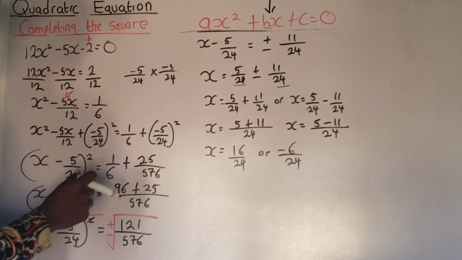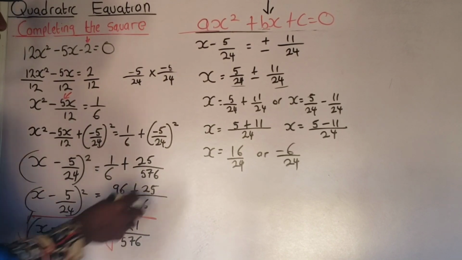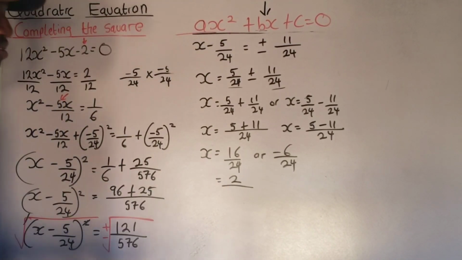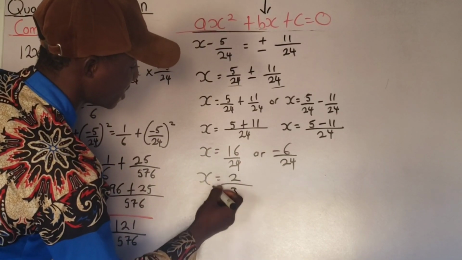You understand? Actually, we can use 8. 8 divided by 16 is 2. So I'm going to have 2 all over. 8 divided by 24 is 3. So 2 all over 3. That is the value of x here.